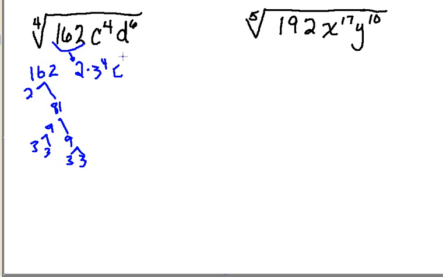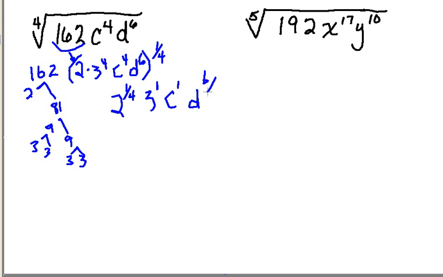And now I have c to the 4th and d to the 6th. And because I'm taking the 4th root, I can put parentheses around that and raise everything to the 1/4 power. So then I'm going to end up with 2 to the 1/4, 3 to the 1st, because 4 times 1/4 gives me a 1, c to the 1st, because 4 times 1/4 leaves me a 1, and d to the 6/4.